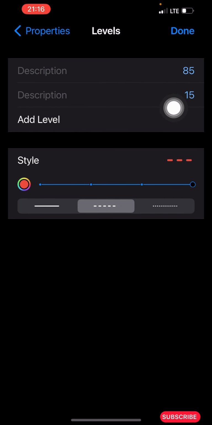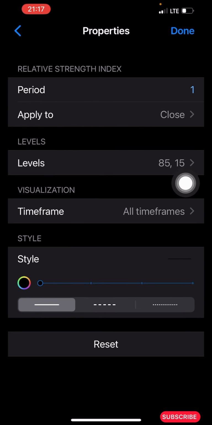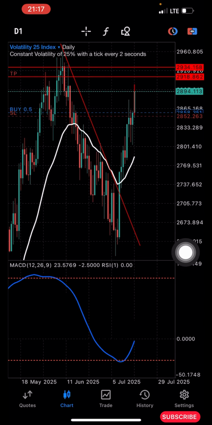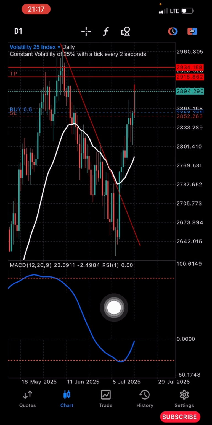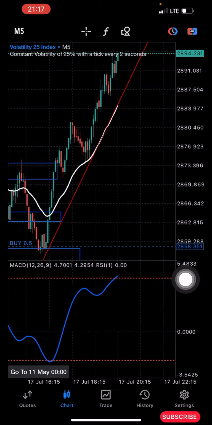The level, you make it 85 and 15. The star is color red, 4 pixel. You click on done. The time frame is all time frame. Under the star, you make the color black, 1 pixel, and you click on done. Once you have set everything correctly as I've just explained it, you are going to have a screen like this. So that is how you do these things.